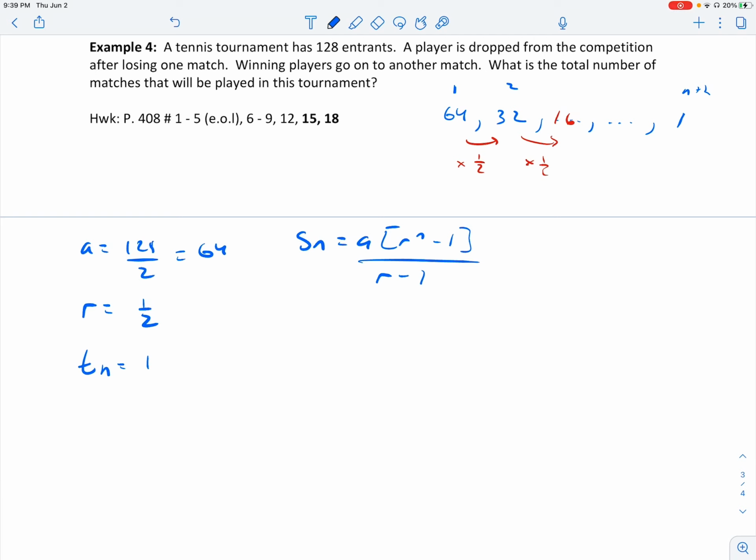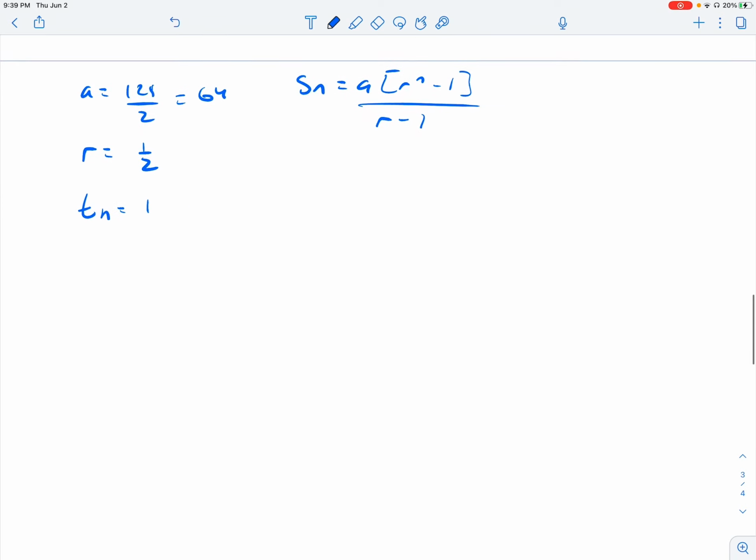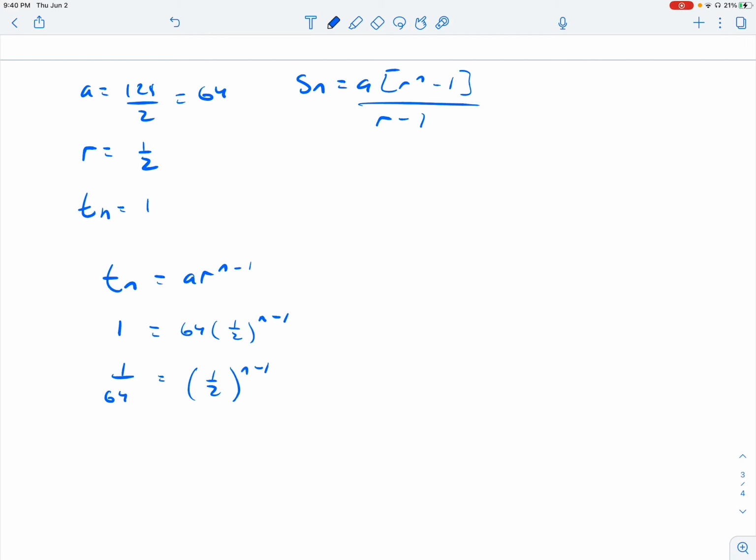So we're going to do it this way. We're going to use the explicit formula. So we're going to say Tn equals A times R to the n minus 1. Our last term is 1. Our first term is 64. The base is 1 over 2. And we have n minus 1 as the exponent. So we're going to divide the 64 out. So we get 1 over 64 equals 1 over 2 to the n minus 1.